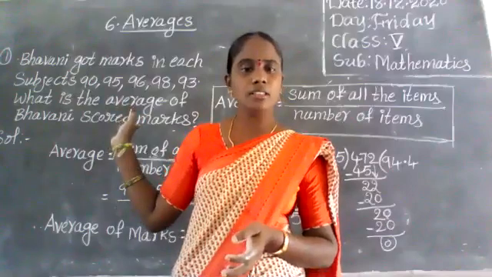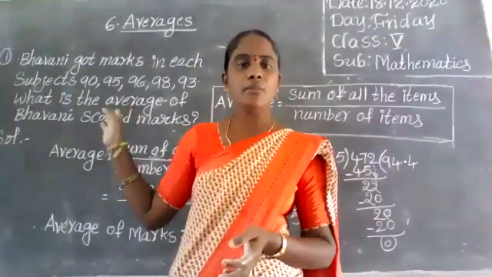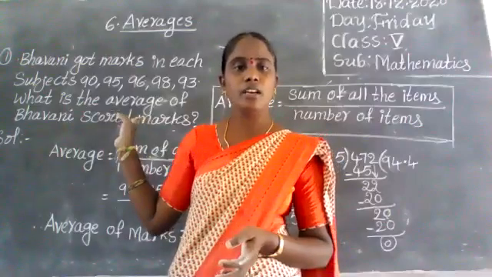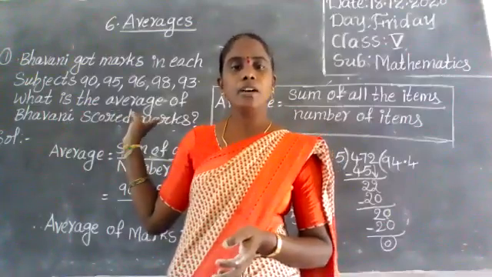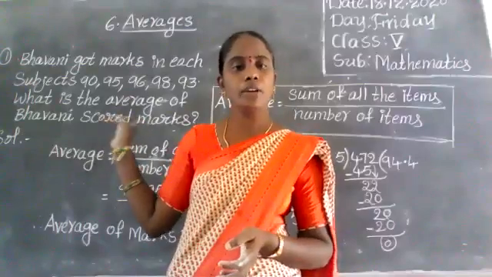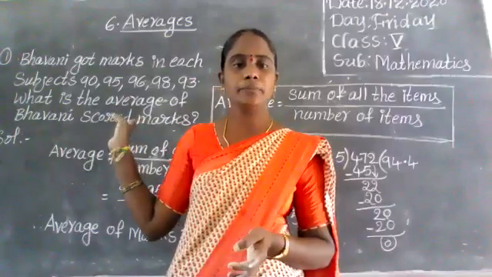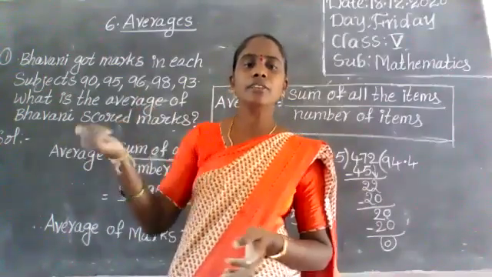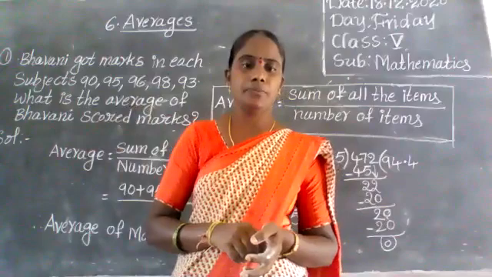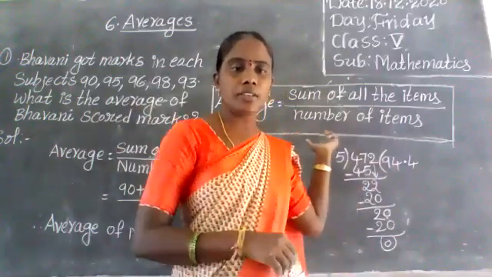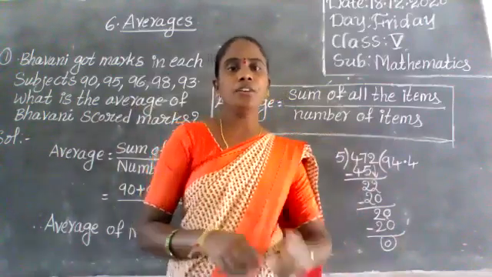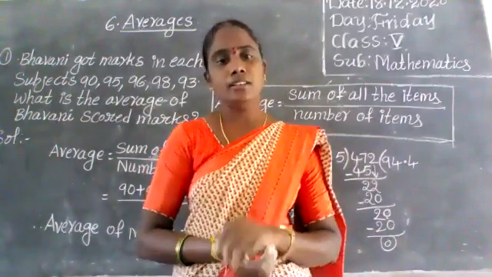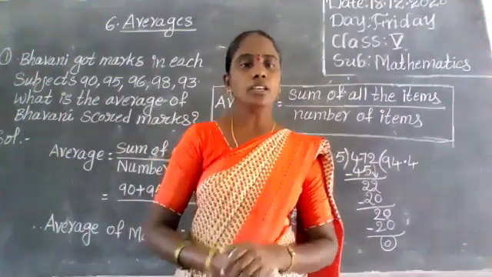Average is nothing but the sum of all the items, sum of all the numbers, sum of the observations, by the number of observations, number of items, number of things, number of articles. We have to use this formula. From this formula we get the average in the given problem. Did you understand, children? I hope you understand. In tomorrow's class I will explain 6.1 sums. Okay, thank you, children.